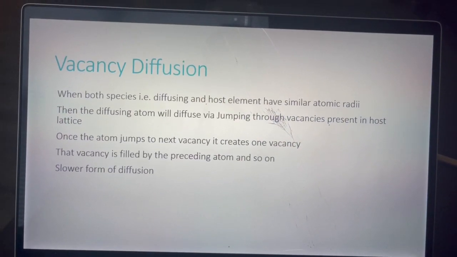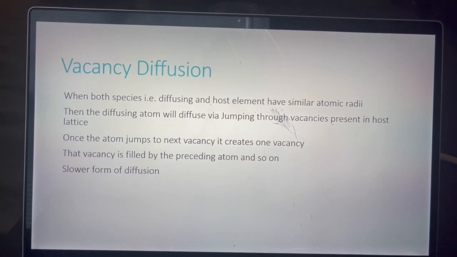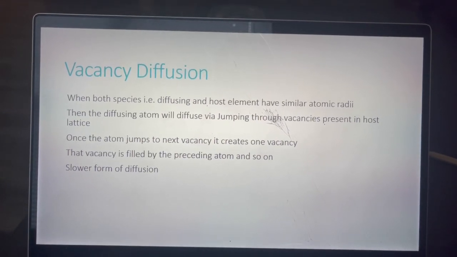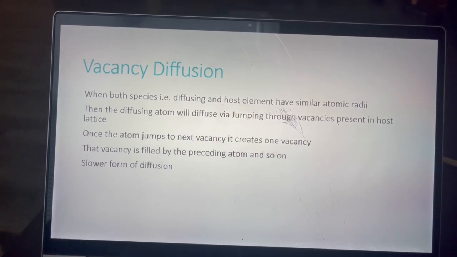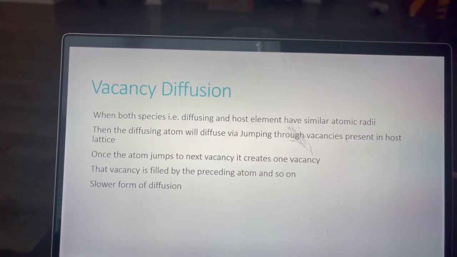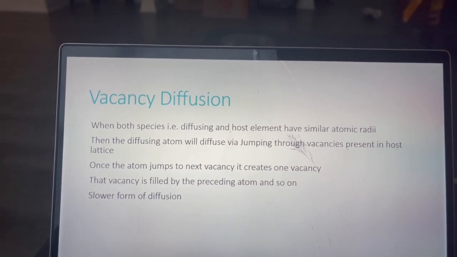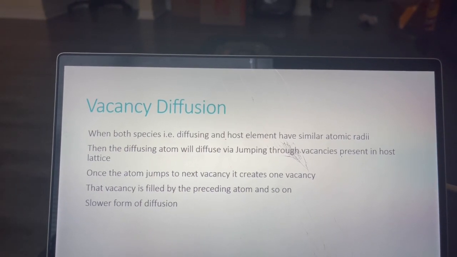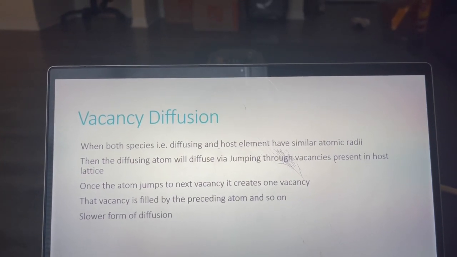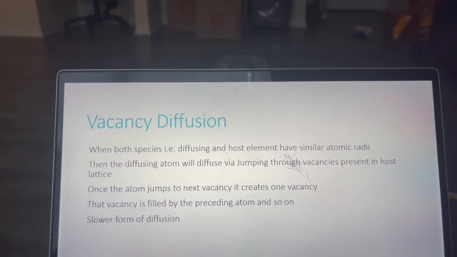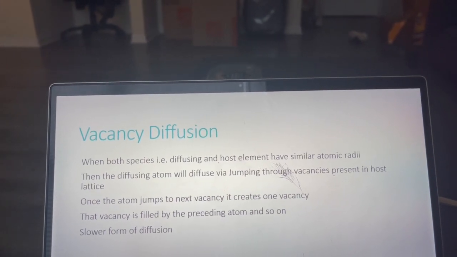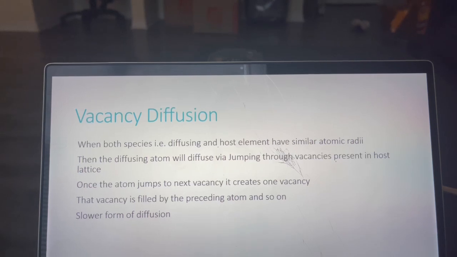Vacancy diffusion is when both the host atoms and the diffusing atoms have a similar atomic radius. This makes sense, as the diffusing atom will have to move by either replacing the atoms already present in the host element, or moving through a vacancy. Once the atom jumps and fills a vacancy, it creates a vacancy where it was already.